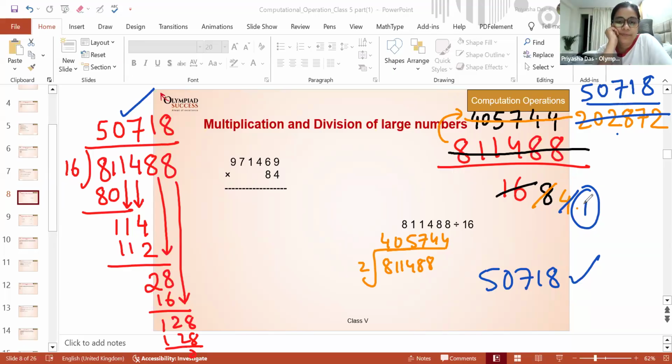Ma'am, but 4 divided by 2 is 2, right? Yeah. So if you slash it by 2, then you have to again slash the 202872 by 2, not 4. So it will ultimately come down to the same answer, Vivek. Okay, thank you.